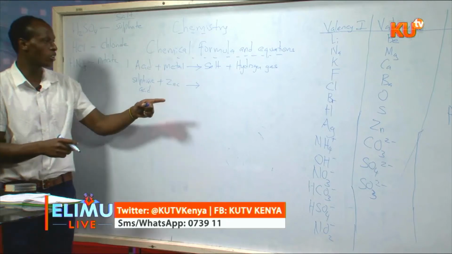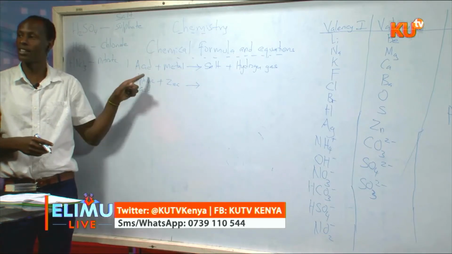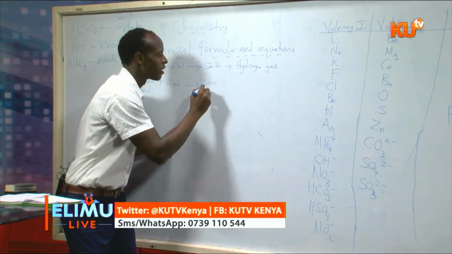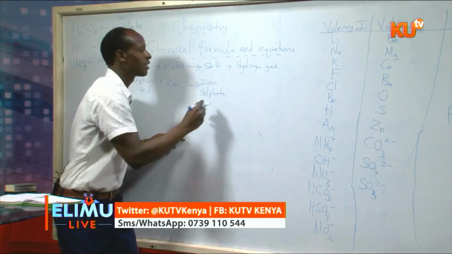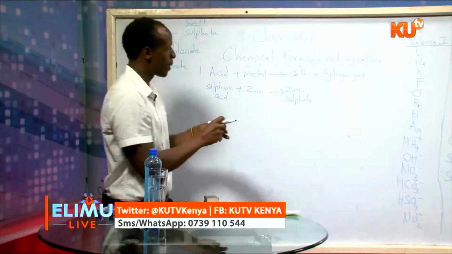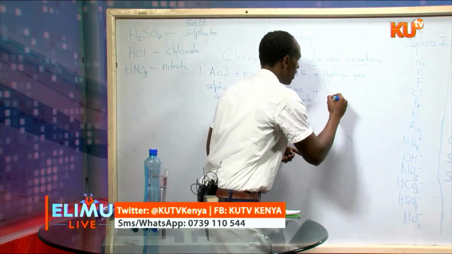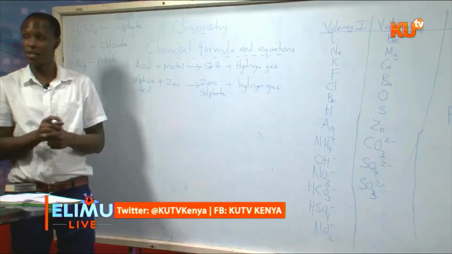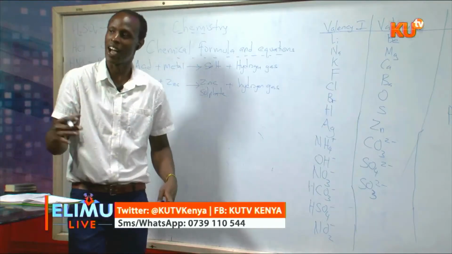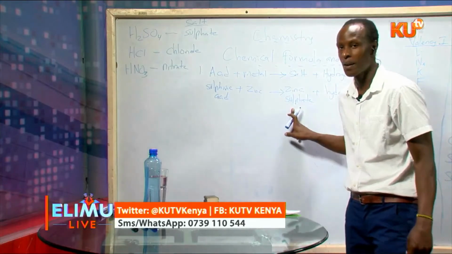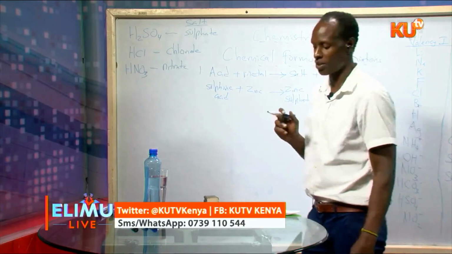For the name of the salt, we take the name of the metal and the acid. So the name of the salt will be zinc sulfate, because if it's sulfuric acid, the salt should be sulfate, plus hydrogen gas. So that's how the reaction works. If you have zinc and you react it with sulfuric acid, you get the salt, zinc sulfate, and you get the gas, which is hydrogen gas.